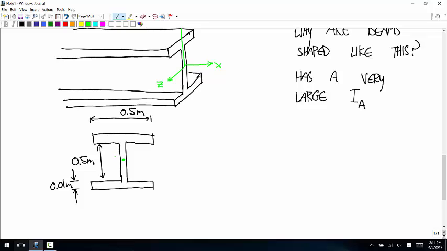There is the centroid of this shape. We know that because that's a line of symmetry. So that means our z-axis is this, and our y-axis is this. And where's the x-axis? Towards us, yep, out of the page.